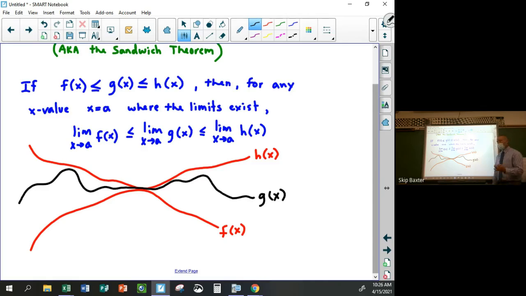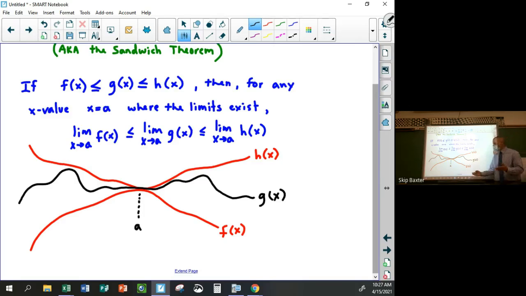So how is that useful? It's useful if you have this function g where you can't figure out what the limit is at x equals a, but you can figure out two functions, one of which is always above it and one of which is always below it, and those two limits end up being the same value at a. Everyone understand what I'm saying? Like if you know that the limit as x goes to a of f of x equals the limit as x goes to a of h of x, well then the limit as x goes to a of g of x has to be that same thing as well. Does that seem logical from my picture?